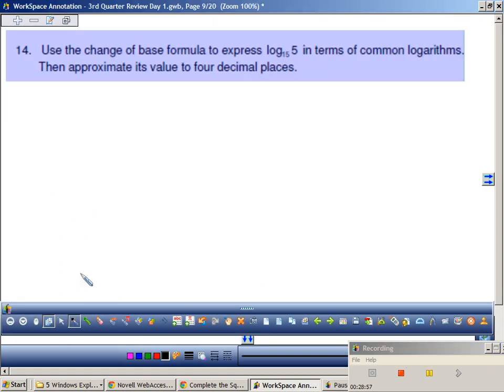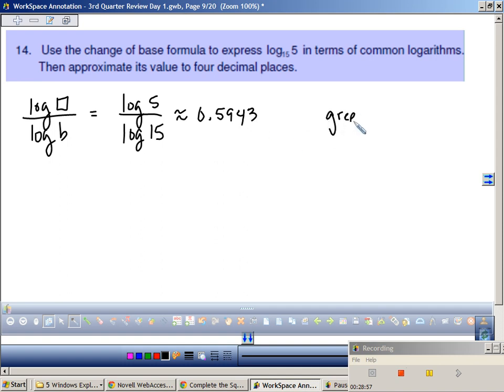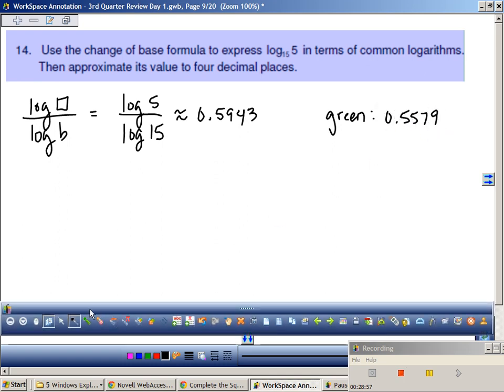All right, let's do number 14. So it says use the change of base formula. So change of base formula is log of this over log of the base, right? So, tapping, please stop. Log 5 over log 15. You put that in a calculator and you get 0.5943, and on the green you get 0.5579.